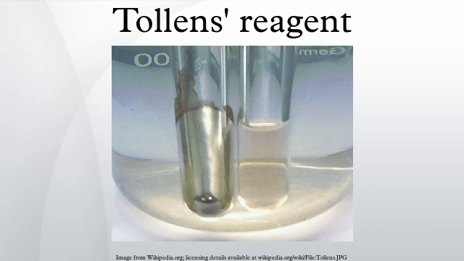The ionic equation for the overall reaction is shown below. R refers to an alkyl group. 2 [Ag(NH3)2]+ + RCHO + H2O → 2 Ag(s) + 4 NH3 + RCO2H + 2 H+.